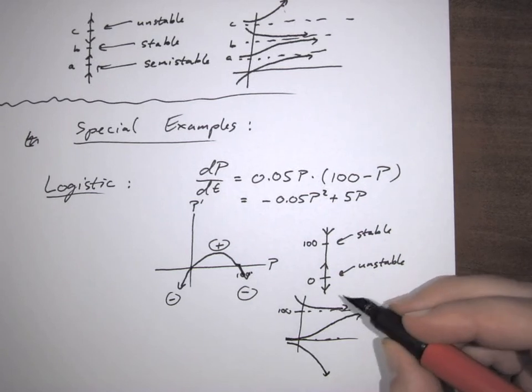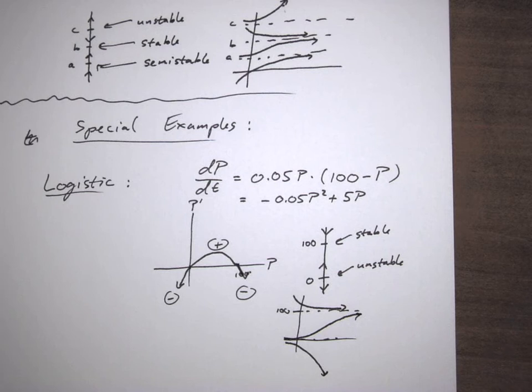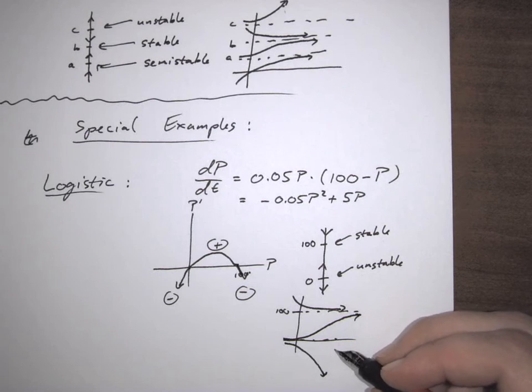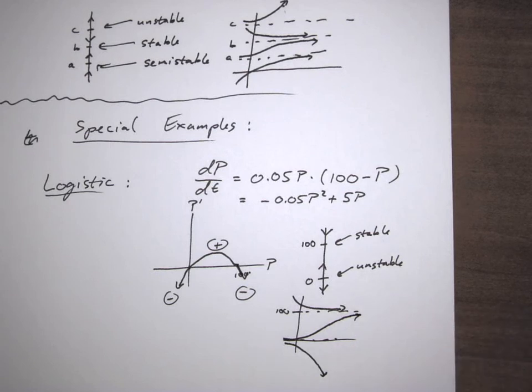So what this means is any population that's anywhere even close to 100 will converge towards it. Any population, though, that's even slightly off from 0 will diverge away from it.